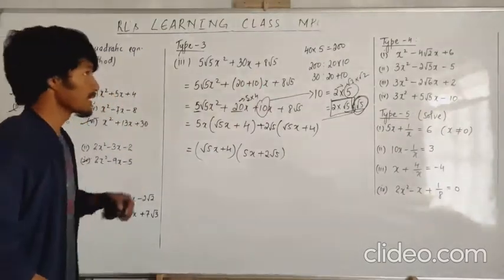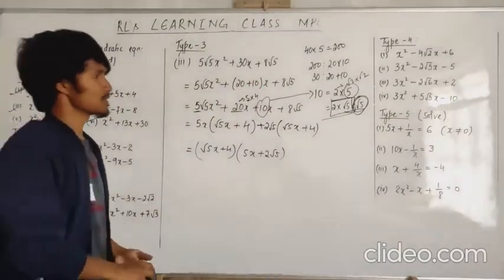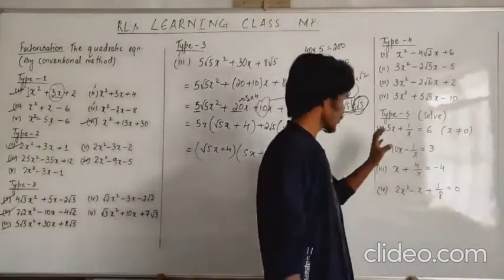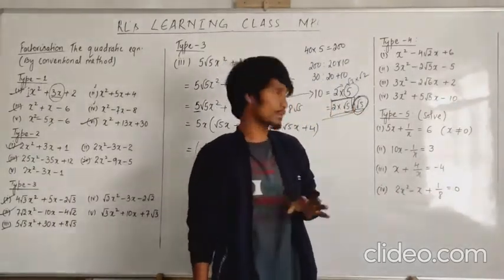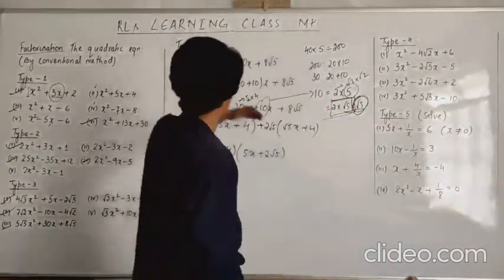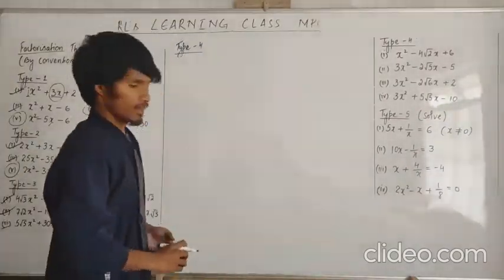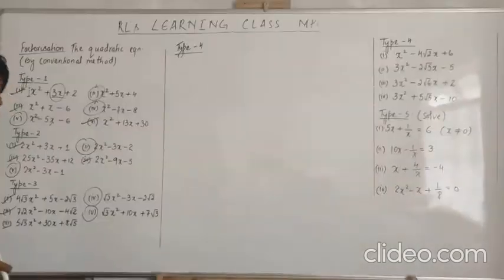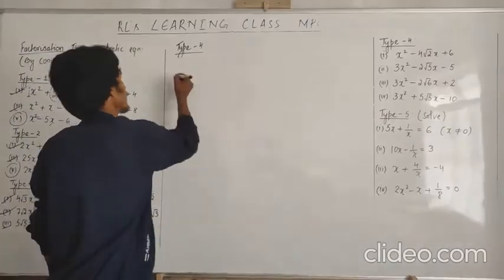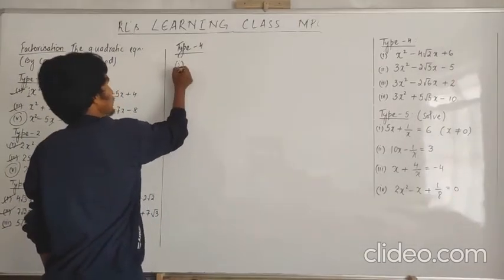Now we'll come to the last, type number 4. For type number 4, I'll show you this one once only, and the remaining you solve, because this is the same as all these. Okay, now we finished type 1, type 2 and type 3. Now start type 4. Okay, type 4 will be question number 1.